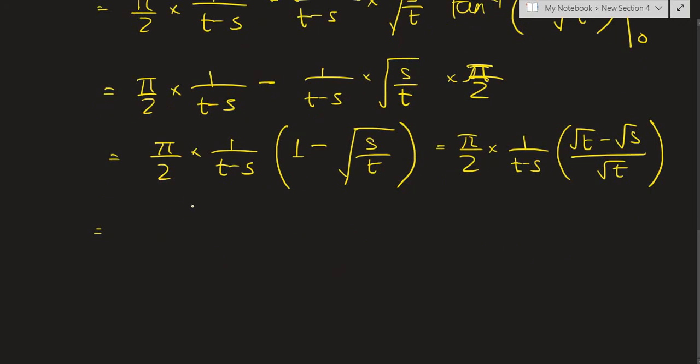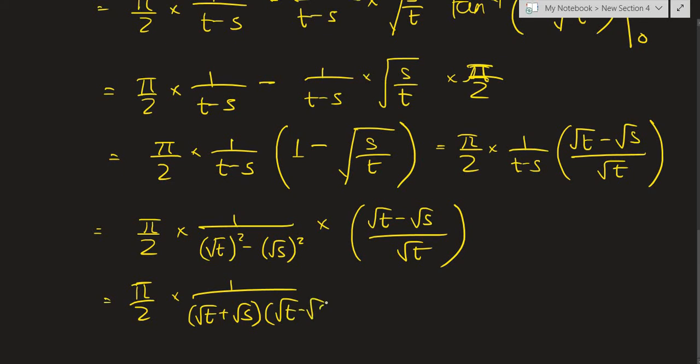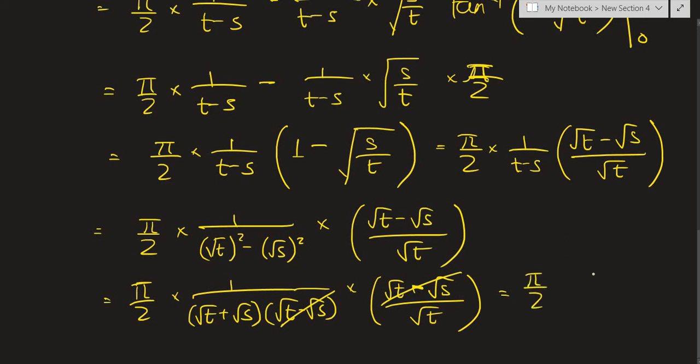But there is, however, one more simplification that we can do. So we have pi over 2 times 1 over, I can write this as square root of t, the whole thing squared, minus square root of s, the whole thing squared, times square root of t minus square root of s divided by square root of t. Now I can use the difference of squares identity on this denominator. So we have 1 over square root of t plus square root of s times square root of t minus square root of s, times square root of t minus square root of s divided by square root of t. Now notice that nicely this and this are canceling out. So finally we have pi over 2 times 1 over square root of t plus square root of s times 1 over square root of t.